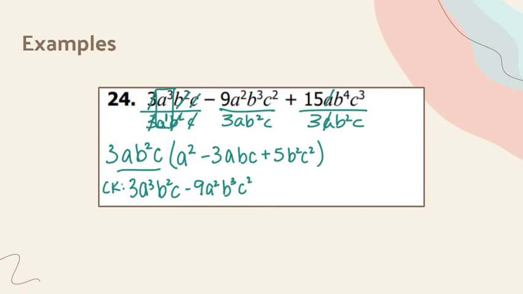All right, then this times the last term. 3 times 5 is positive 15. There's no A in this term, so the A will stay the same. B squared times B squared is B to the 4th, and C times C squared is C cubed. This is what we started with, so we did get the correct answer.